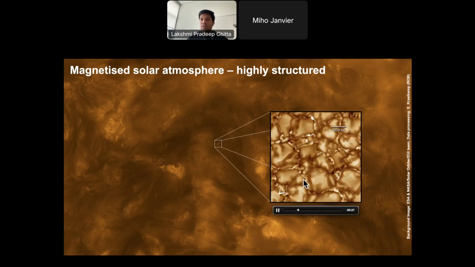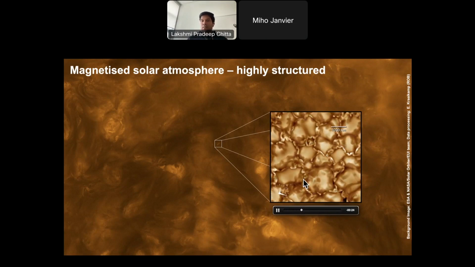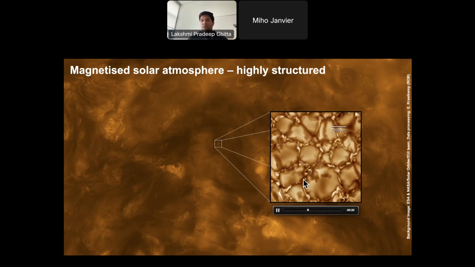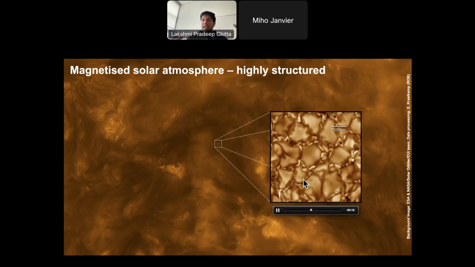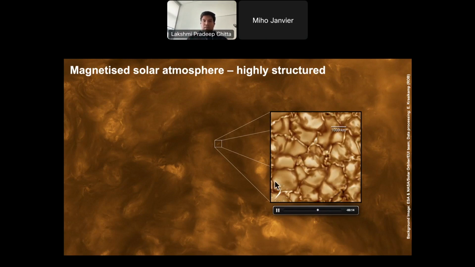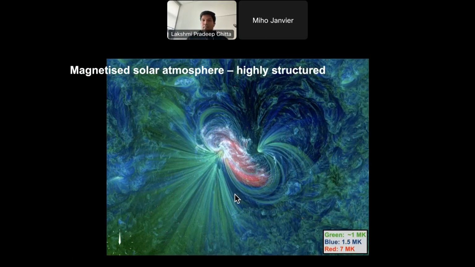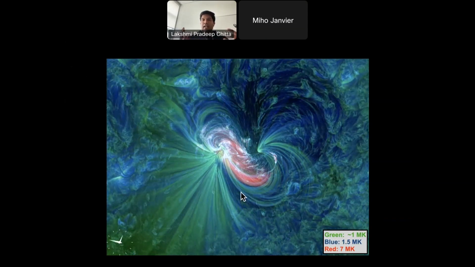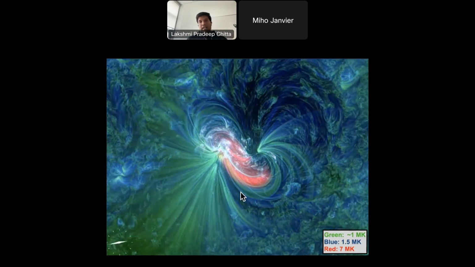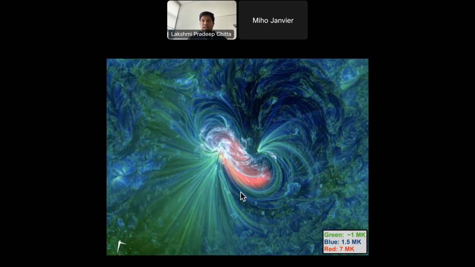These are proxies for the magnetic field. So the bubbles move around, and then with that, the magnetic field moves around. So this very dynamic environment is being created by the convection at the photosphere. And this magnetic field that acts because of the dynamic convection will lead to these loops that we call the corona.